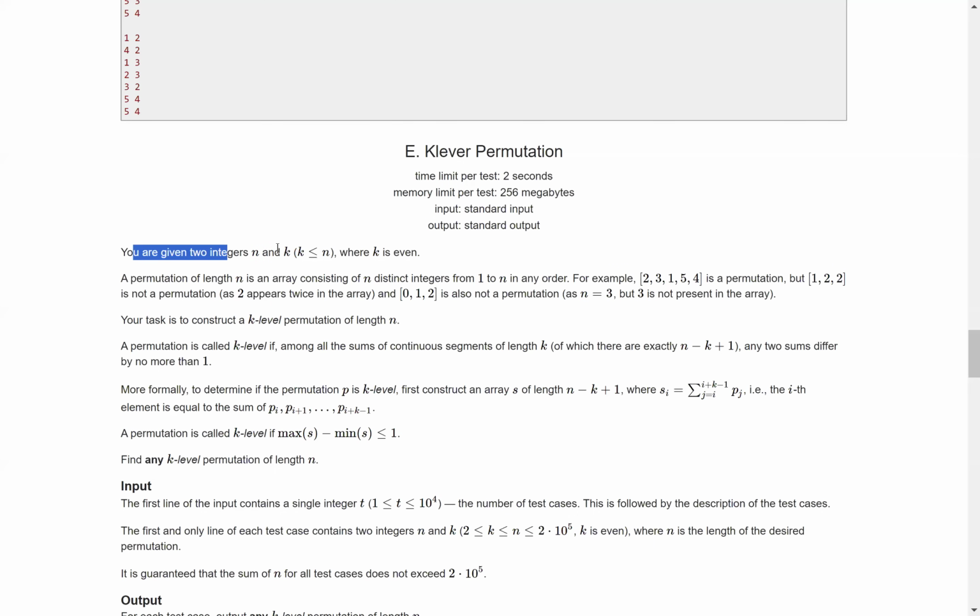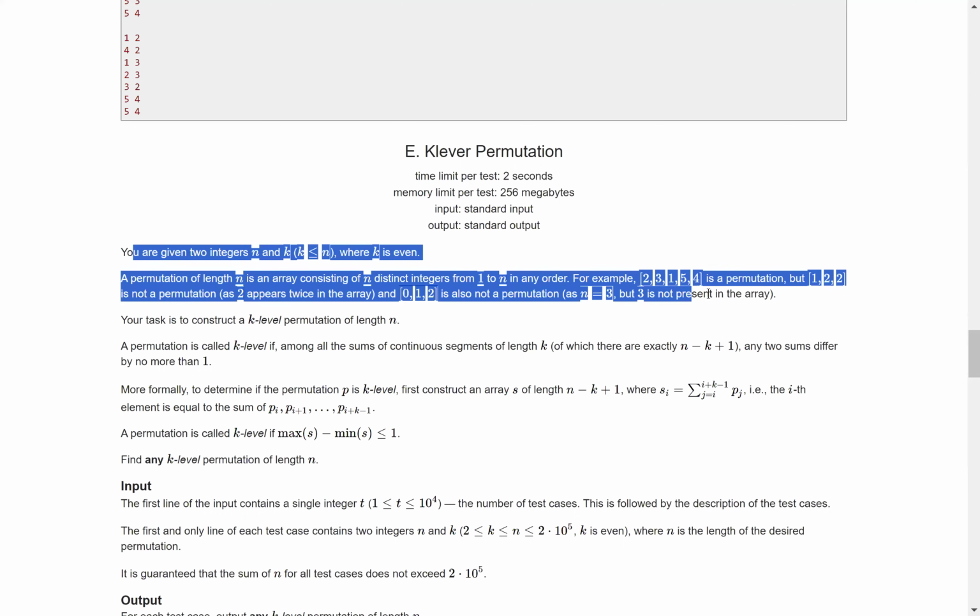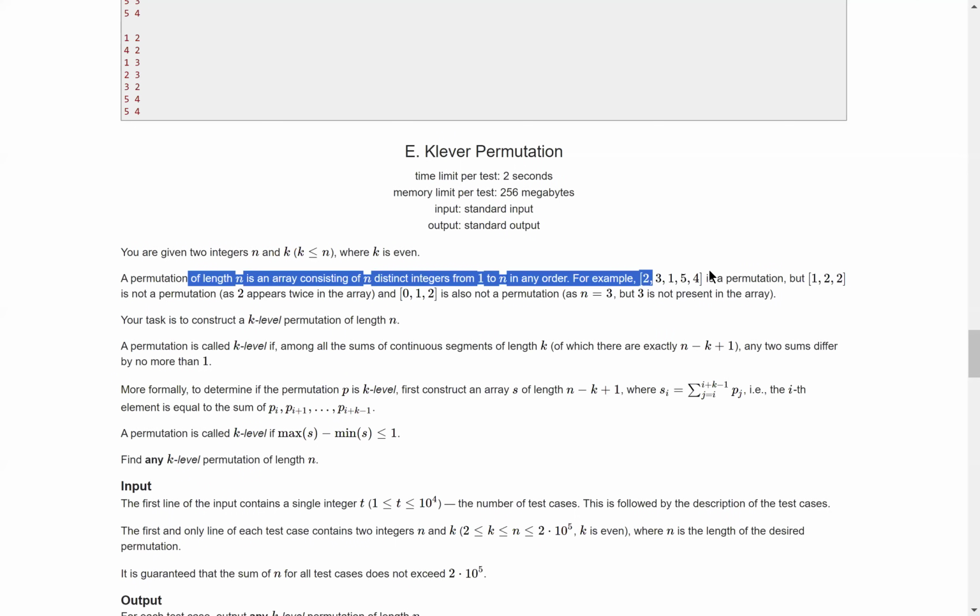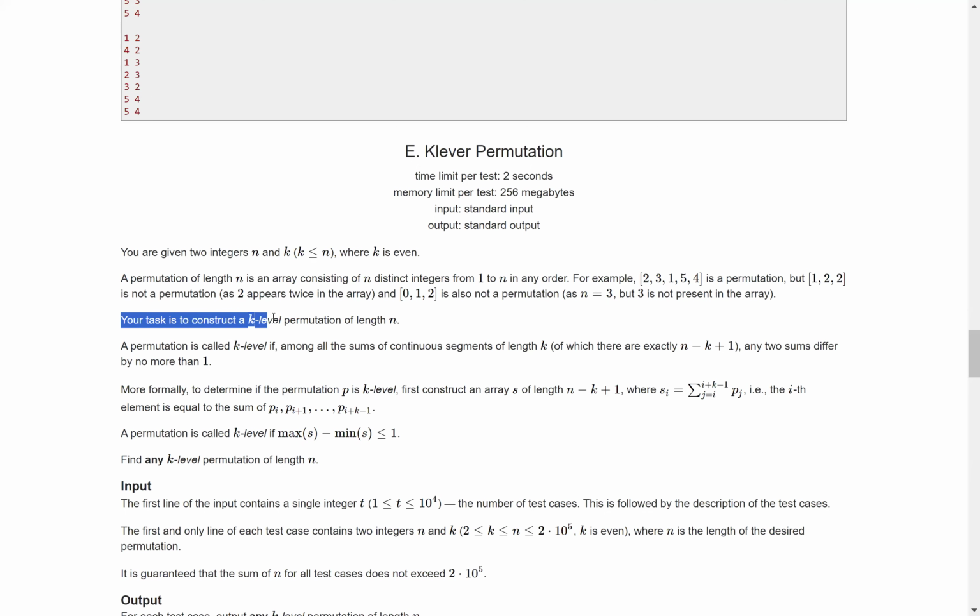You are being given two integers n and k, where k is even. A permutation of length n is an array consisting of... They have given some explanation of what a permutation of n is. I think we already know that a permutation of n is a sequence of n elements where all of the elements from 1 to n are coming exactly once. And our task is to construct a k level permutation of length n.